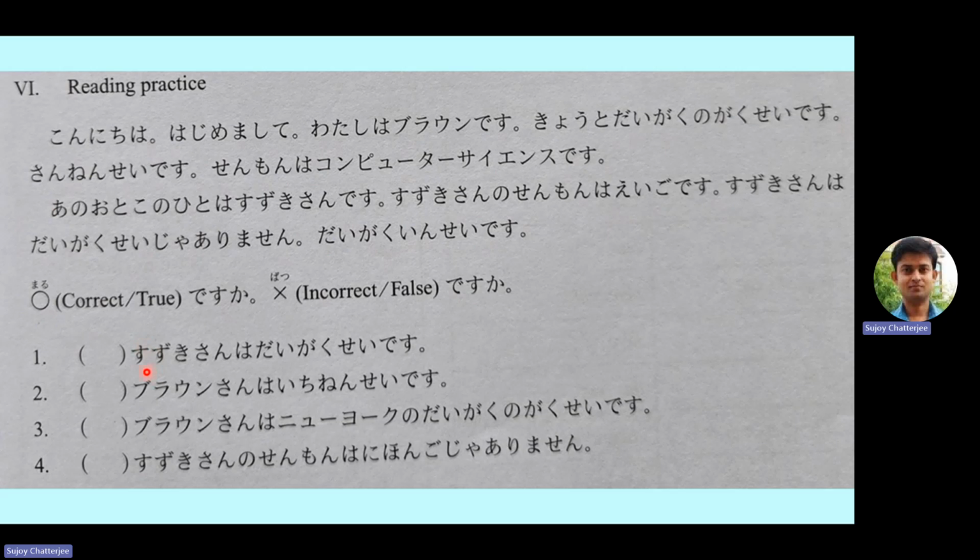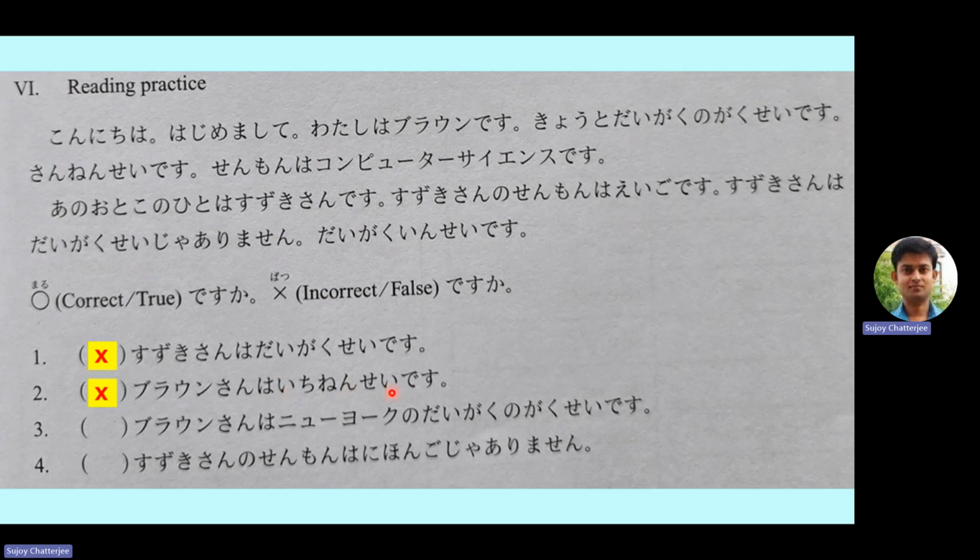So the first question is Suzuki-san wa daigakusei desu. But here we know that Suzuki-san wa daigakusei ja arimasen. That means this sentence is false. Next is Brown-san wa ichi-nensei desu. Now here it is written Sannensei desu. That means this is also false. So third year student, Sannensei. But here it is written first year student.